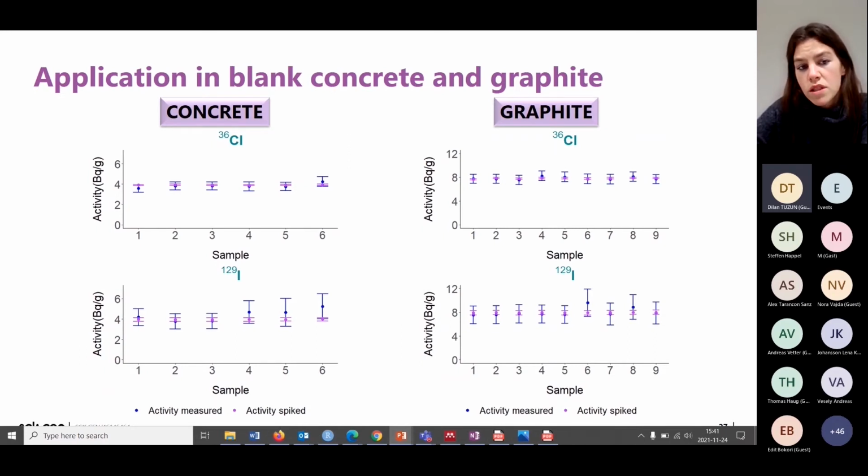What we did was use blank concrete and graphite samples spiked with chlorine-36 and iodine-129 tracers. We compared the spiked massic activity with the measured massic activity, taking into account the count rate of the sample, the counting efficiency, the chemical recovery, and the mass of the sample. What we obtained is shown here on this graph. As you can see, within an uncertainty of sigma 2, the measured activity and the spiked activity were comparable.